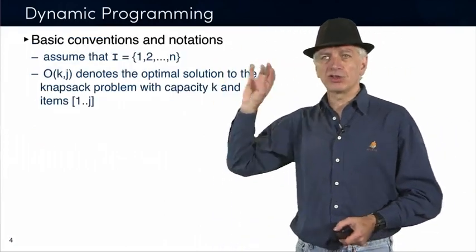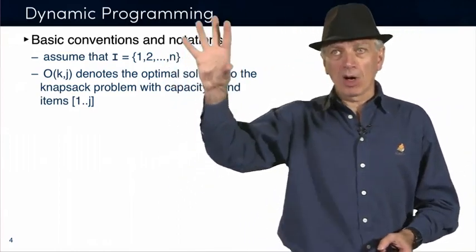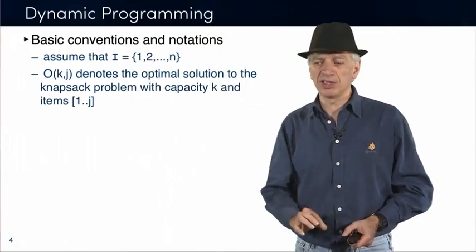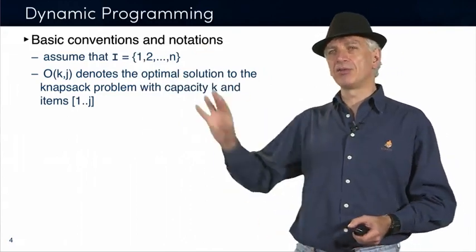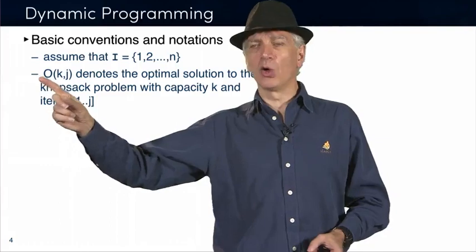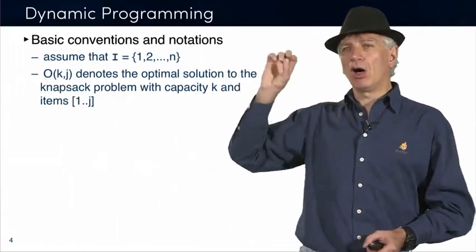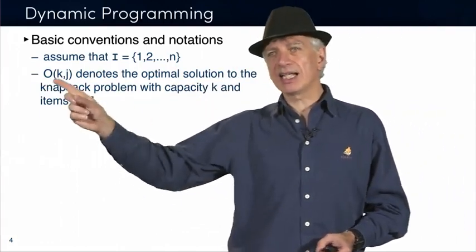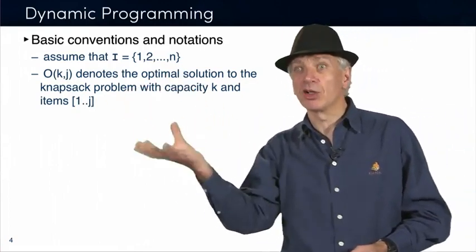Once again, I'm going to assume the same conventions that we used when we talked about the modeling of the knapsack. We have a set of items, capital I, and these items are denoted from 1 to n. These are the various items that I can pick up. They have a name, which is 1 to n. Then I'm going to make another convention, which is O(k, j). O(k, j) is the value of the optimal knapsack if the capacity of the knapsack is k and you can select items from 1 to j. This is a sub-problem, and we're going to build from it.